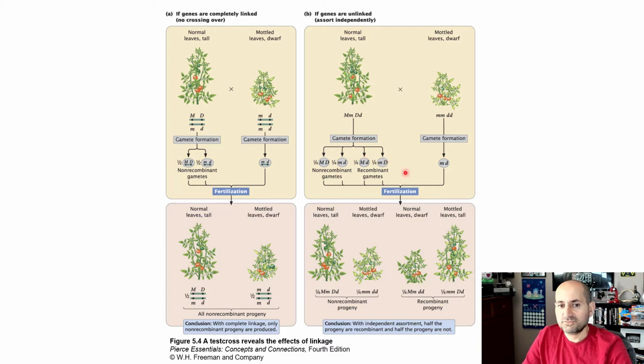In this case, after fertilization, you're going to end up with all kinds of progeny. Non-recombinant progeny, which means progeny that look like the parents, and you're going to get an equal proportion of recombinant progeny. These are combinations that you did not see in the parents. Does that make sense?